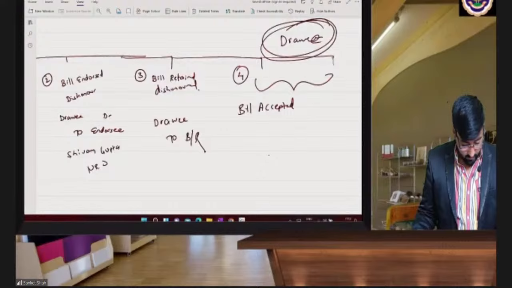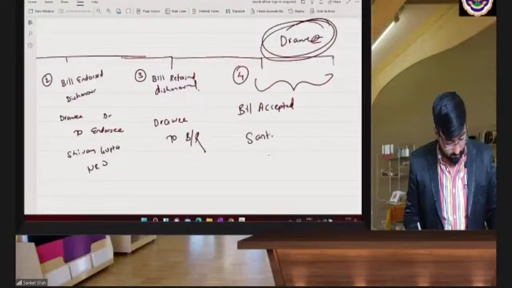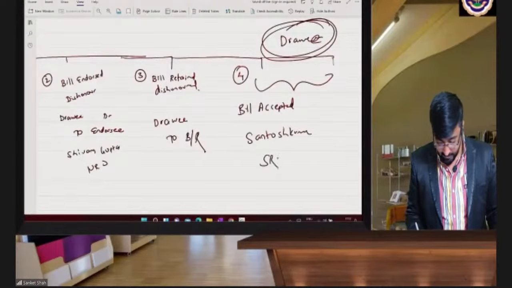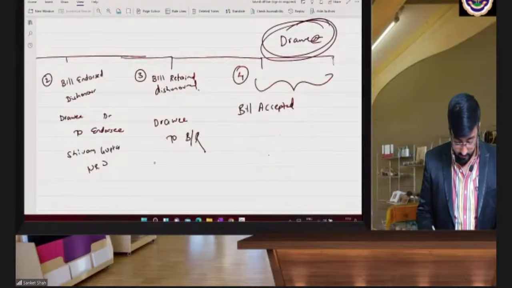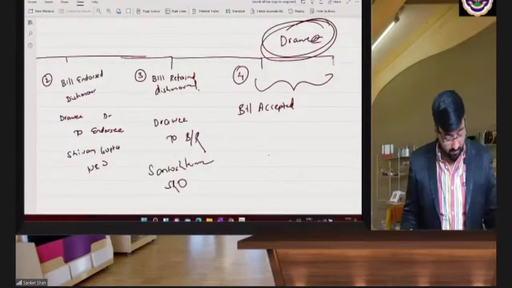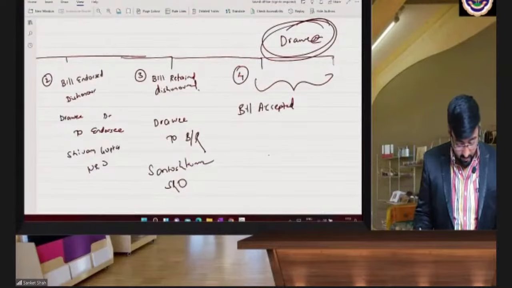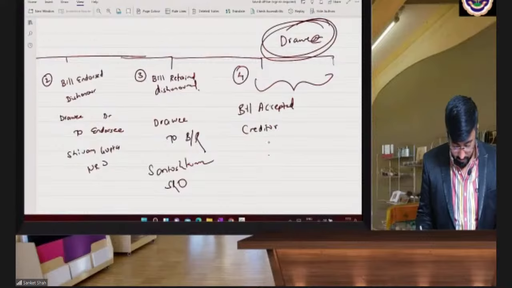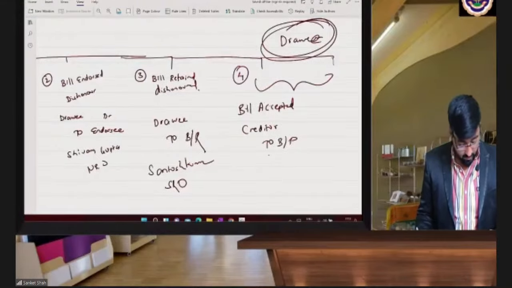Okay. Debtors to bills receivable, who answered very fast? Debtors to bills receivable, Santosh Kumar. Bills accepted. Yes. What is the entry for bills accepted? Entry is creditors to bills payable. And who is winner? Vidya.